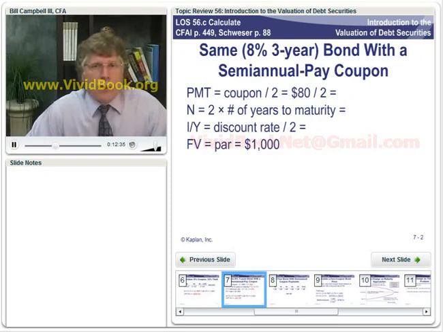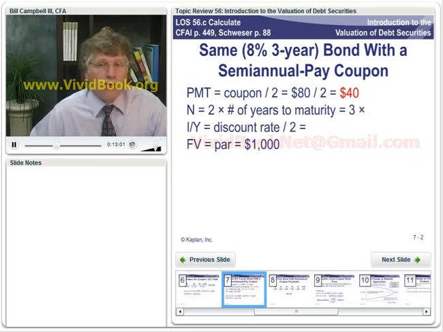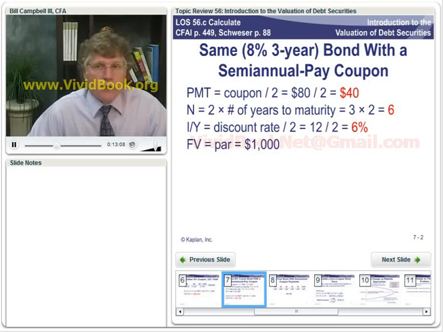All right, we have the same bond, 8% annual coupon. It's a 3-year bond, but now it's paying semi-annually. So instead of paying you $80 at the end of 1 year, it's going to pay you $40 in 6 months and $40 in another 6 months. Now our time is measured in 6-month periods. So our payment is going to be $80 over 2 every 6 months, or $40. Our number of periods is going to be 2 times 3 years, or 6 6-month periods. And our discount rate, our required rate of return, is going to be our semi-annual required rate of return, 12% divided by 2, or 6%.